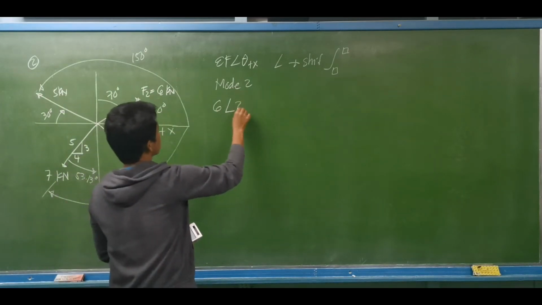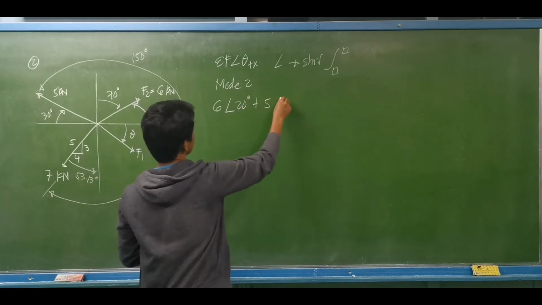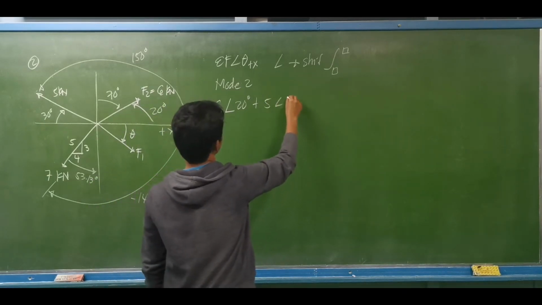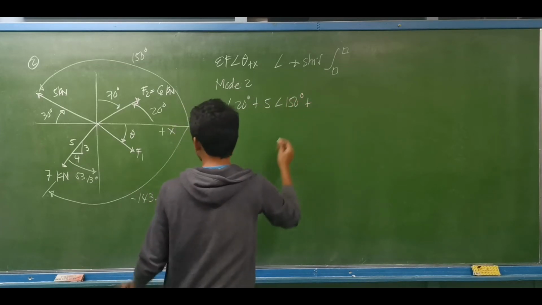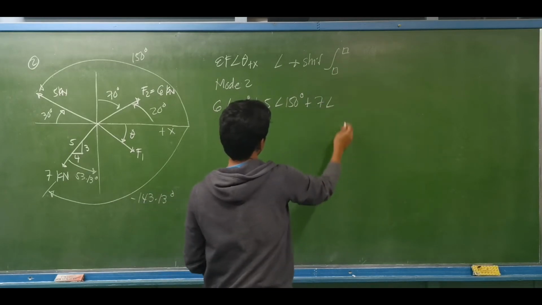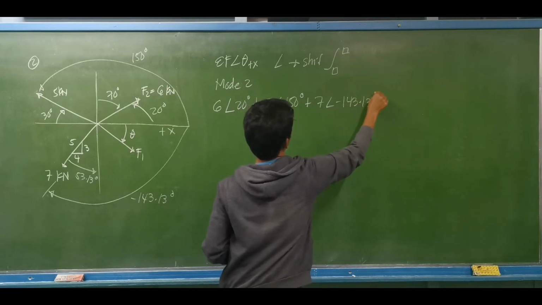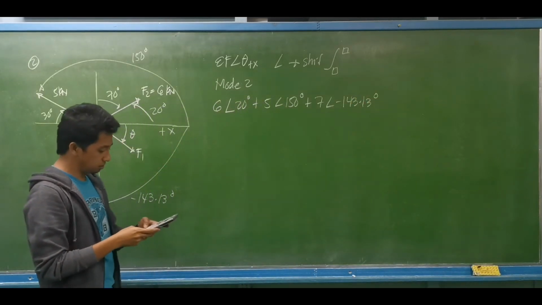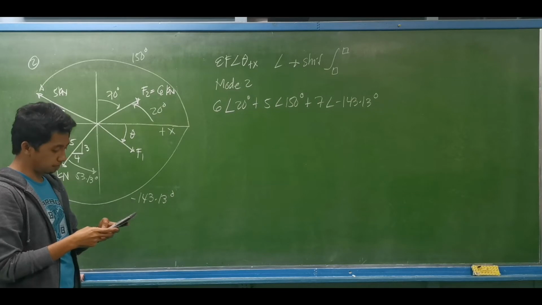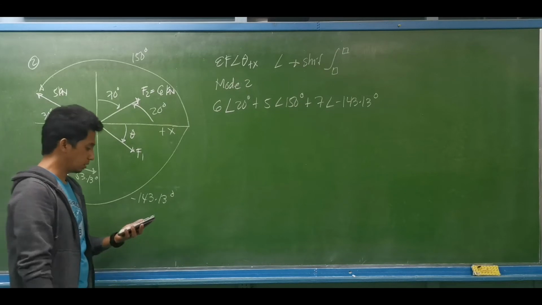Then input the angle, this is 20 degrees. Plus we have 5 kilonewtons, shift integral sign, the angle is 150 degrees. Then plus we have 7, shift integral sign to have the angle sign. The angle is equal to negative 143.13 degrees. Then let us determine the value.